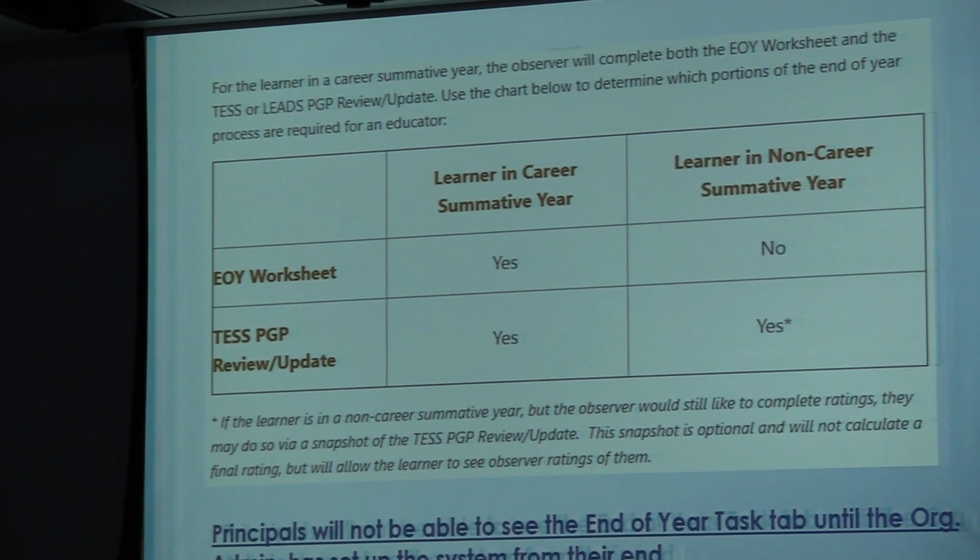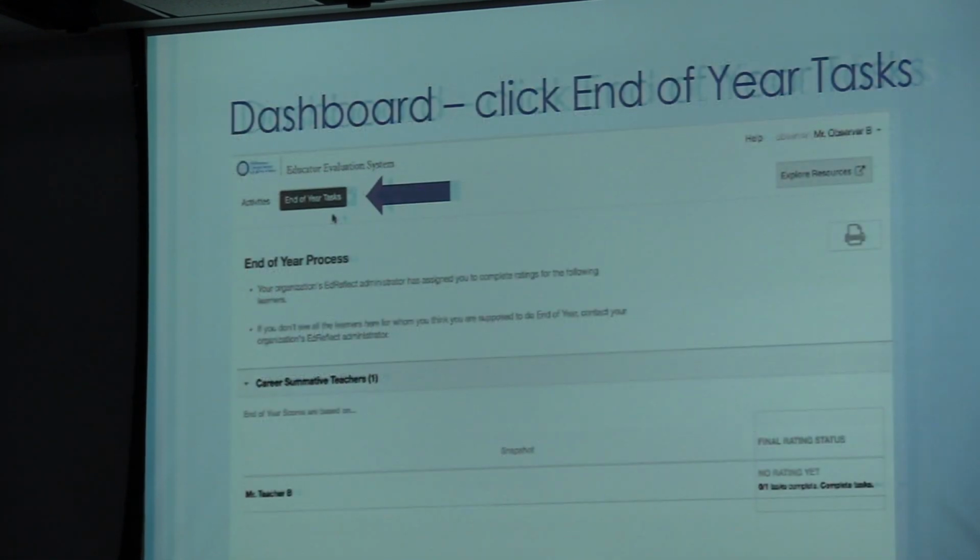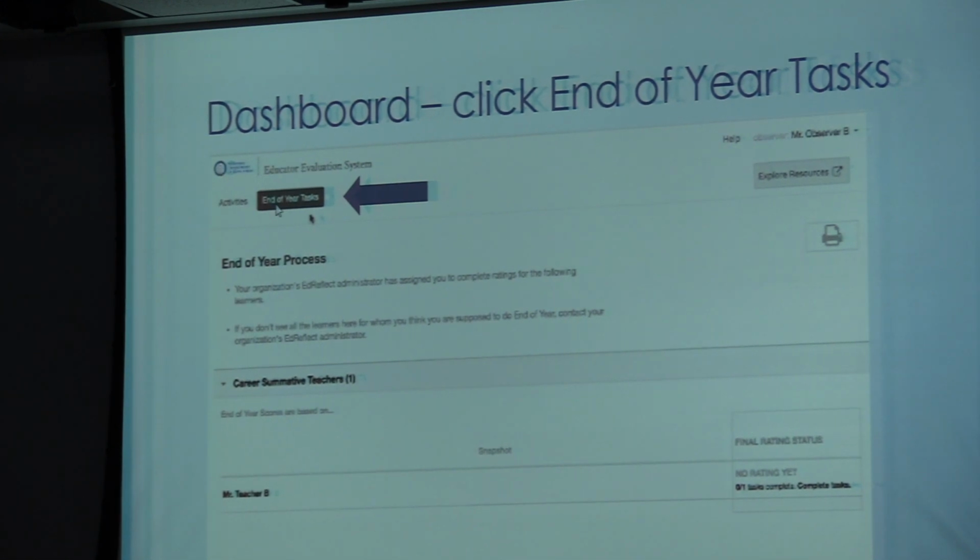So where do we find the worksheet? We go to our dashboard and we click on the end of year task button that will be beside your activities. And EdReflect is doing the same thing we're doing. They're spinning, so they've got people in their technology department right now working on it. It's not us, it's them. All right. So when you click on the end of year task button, this page right here is going to appear on your computer screen, and it will look just like that.